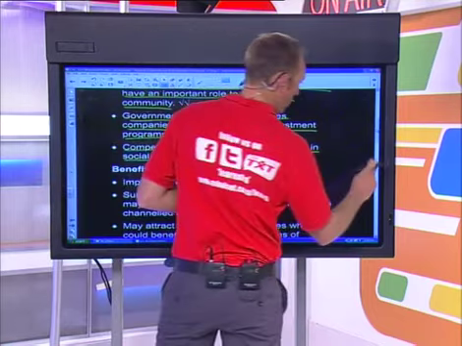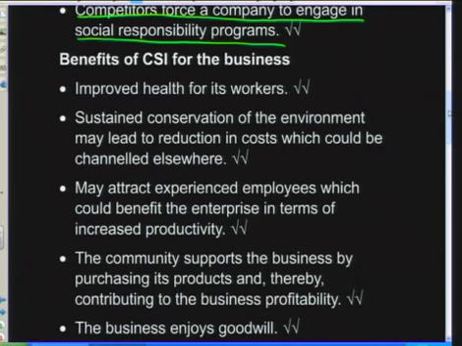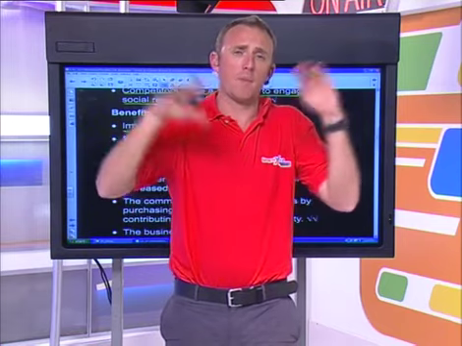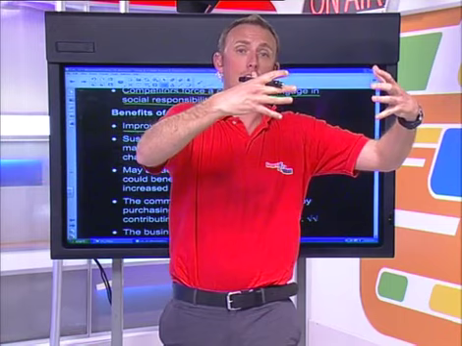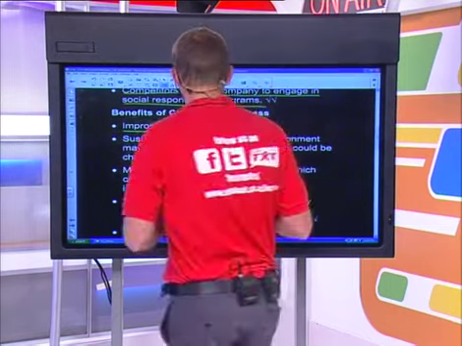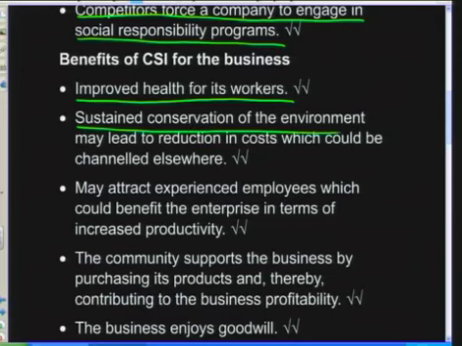So what are the benefits for the business? First of all, improved health for its workers. If our workers are feeling fit and strong, they're going to be a lot more productive. If they're a lot more productive, we're going to be able to make a lot more units. We're going to be more profitable. Then we're going to expand. If we expand, we're going to require more workers. That means we're going to decrease the unemployment rate in our local community, improve the standard of living, which is what we want to do. Sustain conservation of the environment, which may lead to a reduction in costs, which could be channeled elsewhere. So that means we could use our money and invest it in other parts of the business.